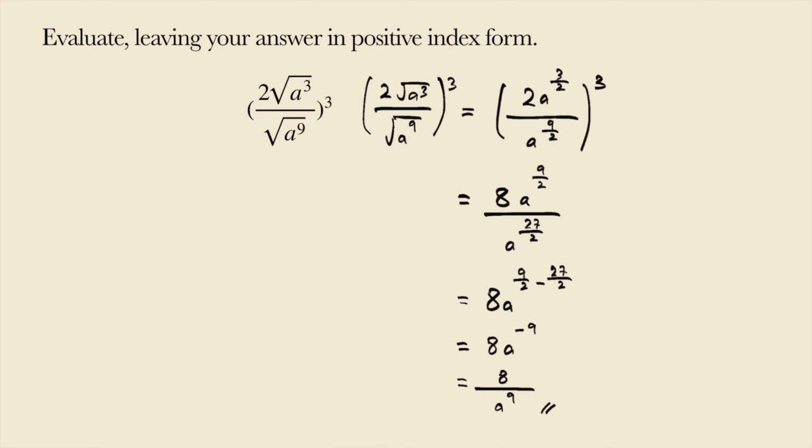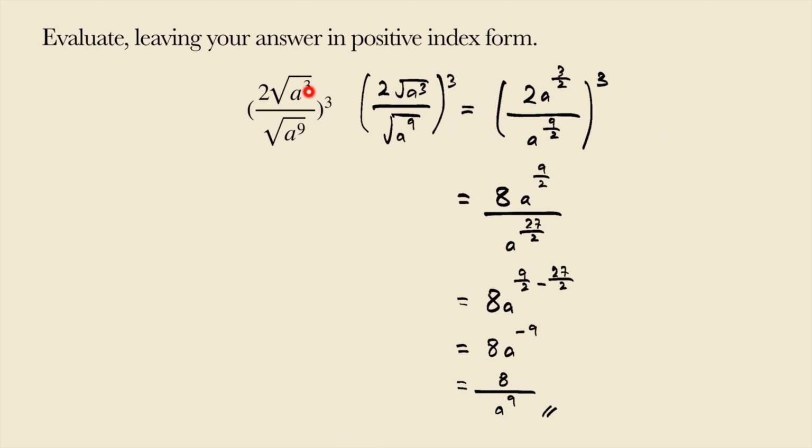Okay, radical form, square root. Now we can write this as a to the power of 3 over 2, a to the power of 9 over 2. And then, well, there are many ways to do this. I decided to cube everything. So 2 cubed is just 8. Here I'm going to multiply, it's just 9 over 2. Multiply this, 27 over 2. Now I've got the same base and I'm using division. So it's just 9 over 2 minus 27 over 2. Use your calculator, you will get a nice negative 9.